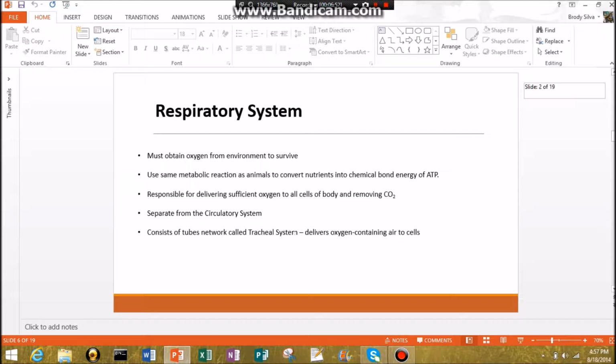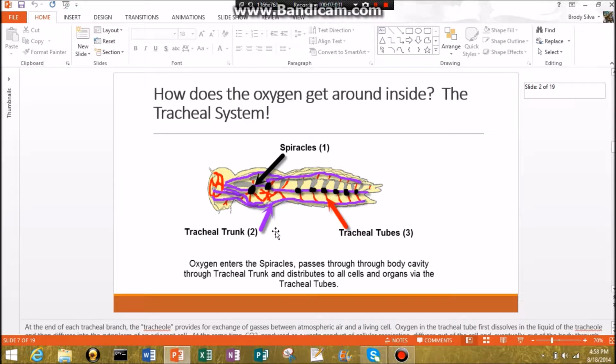tubes called the tracheal system, which delivers oxygen-containing air to cells. And note, they are not called the bronchial system. That was on a test last year, and we got that question wrong. How does oxygen get around inside the tracheal system?